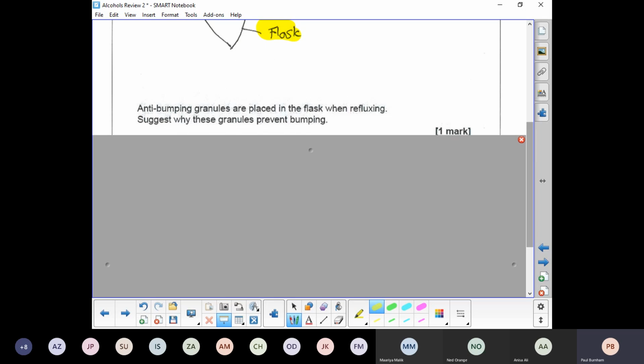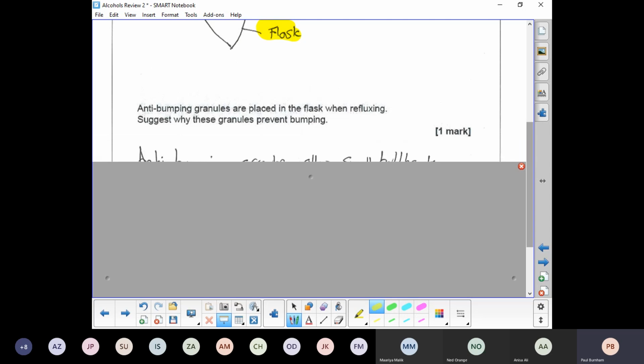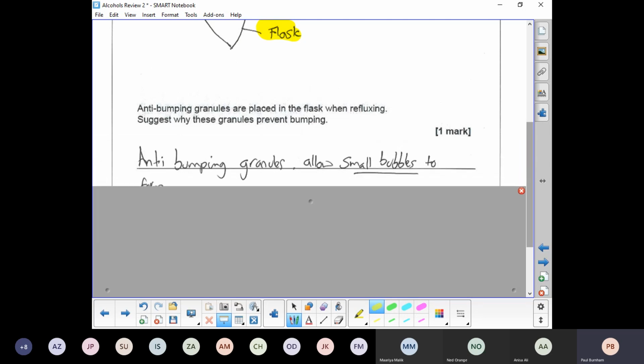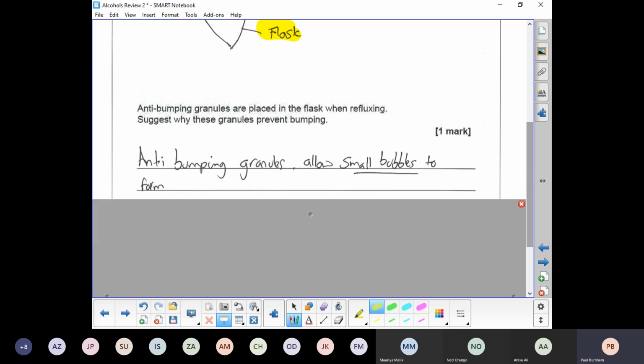Bumping is where you get large bubbles that just automatically flow up into the condenser and cause issues. What an anti-bumping granule will do is allow small bubbles to form. And I like this as an answer. I prefer to make a positive statement. Anti-bumping granules allow small bubbles, and that is going to prevent larger bubbles from forming, and those larger bubbles are what chemists refer to as bumping.